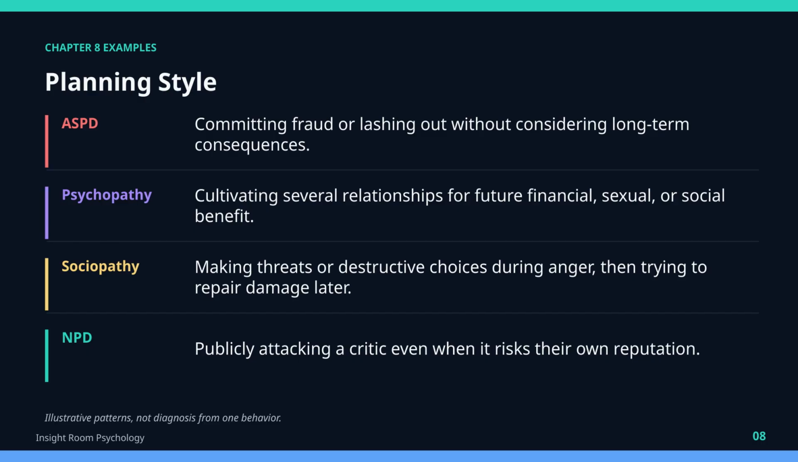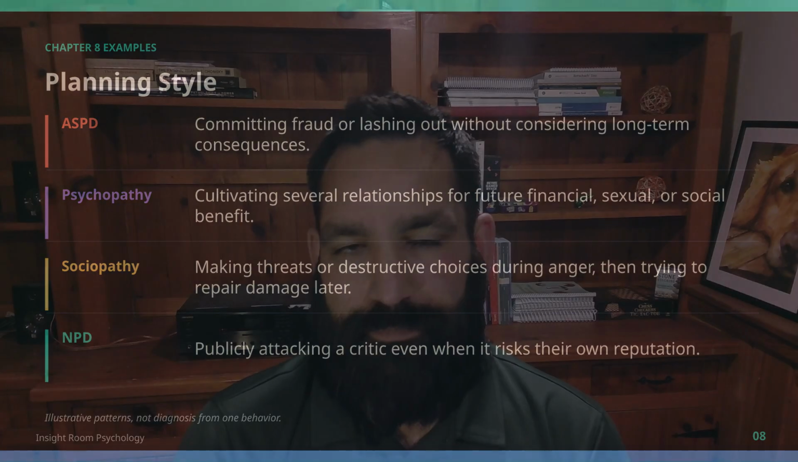With NPD, planning can be strategic when image, status, or admiration are involved, but behavior may become impulsive when narcissistic injury is triggered. For example, a person may publicly attack someone who criticized them, even though the attack damages their reputation, because in that moment, protecting pride feels more urgent than long-term strategy. So, ASPD can be impulsive or opportunistic. Psychopathy is often more calculated. Sociopathy is popularly associated with emotional impulsivity, but imprecisely. NPD may be strategic around image, but reactive around shame.